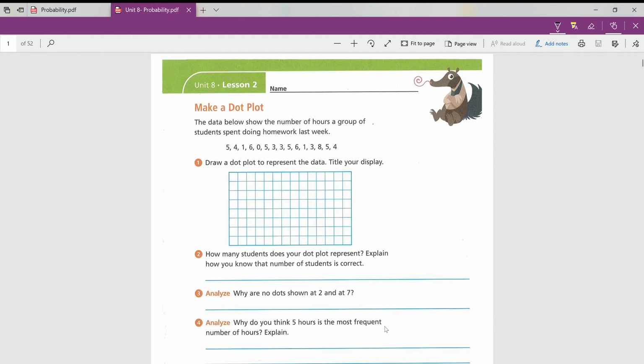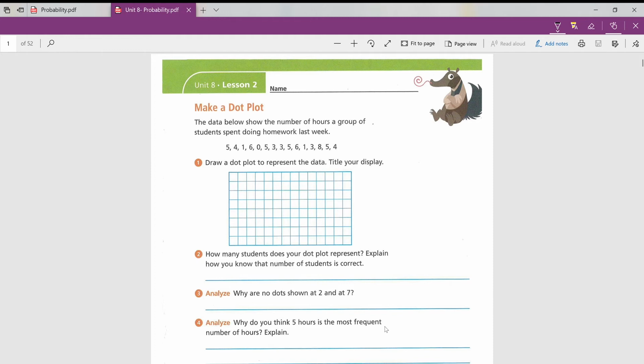Well, kind of like a histogram, it displays information, but specifically using dots on a number line, depending on the numbers you have from a data set. Now, the question says there's data below of the number of hours a group of students spent doing homework last week. We have 5, 4, 1, 6, 0, 5, 3, 3, 5, 6, 1, 3, 8, 5, and 4 hours spent doing homework last week. Again, these are hours, not minutes. So keep that in mind.